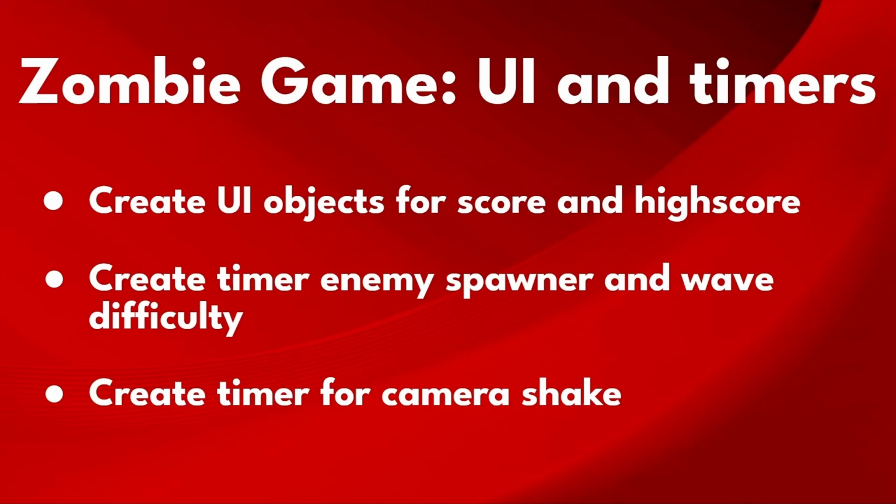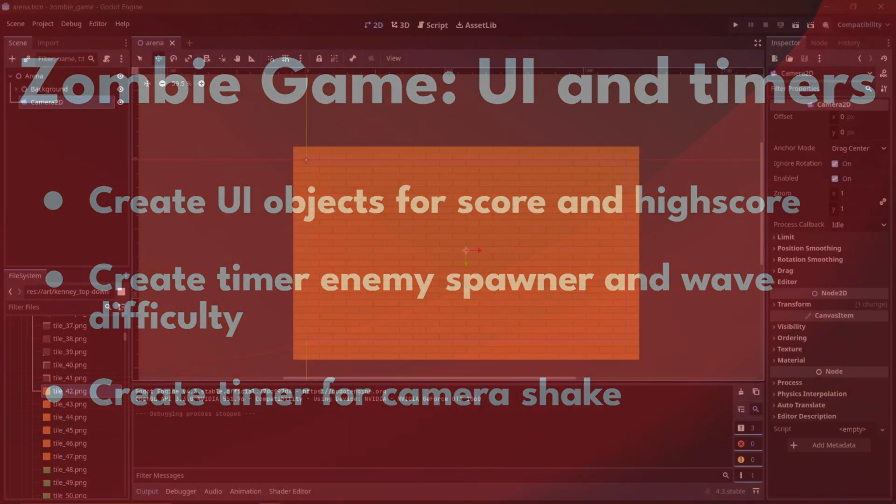All right, so in this section, we're going to be creating the UI and the timers in our main scene. We're going to be creating UI objects for both the score and the high score. We're also going to create a couple timers for the enemy spawner and the wave difficulty. We're also going to add one more timer for the camera shake. Let's go ahead, jump right in, and get started.